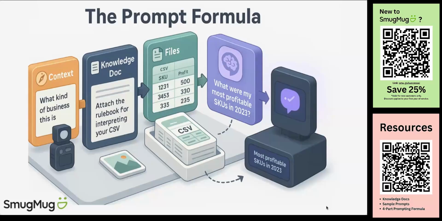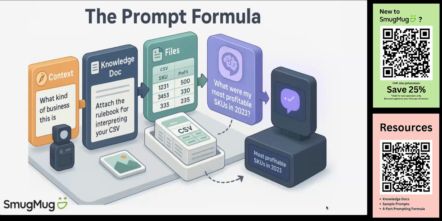Part 4, the output format. Finally, tell the AI how you want the result to be delivered. Do you want a markdown table, a bullet point list, a visual chart, a paragraph summary? This keeps the output clean, useful, and easy to plug into a report, email, or other document. And that's it. The prompting formula is just SmugMug context, file type, business question, and output format. Now, when you give the AI all 4 of these, you'll get high quality answers without having to clarify, restate, or go back and forth.